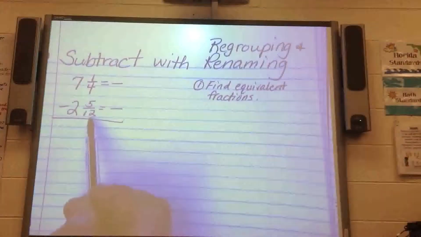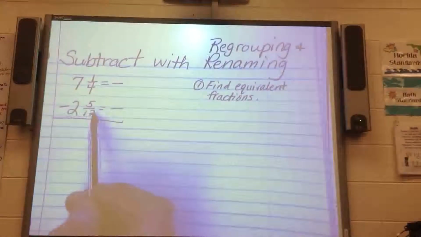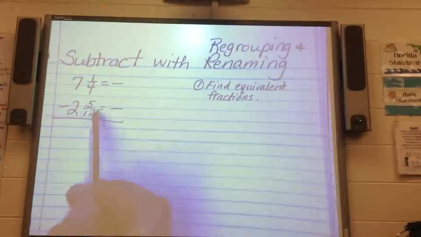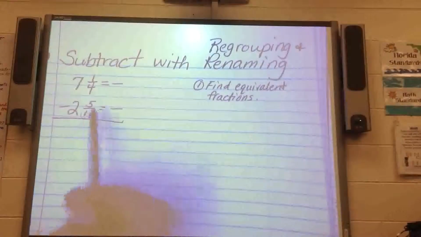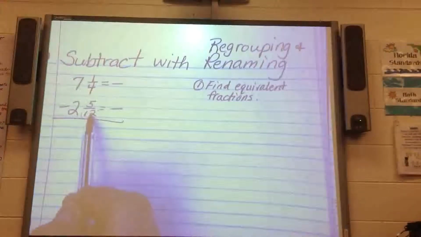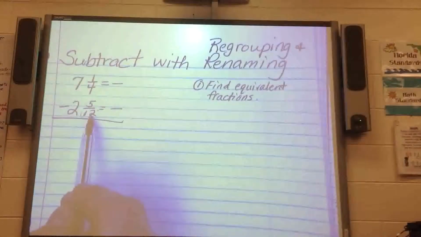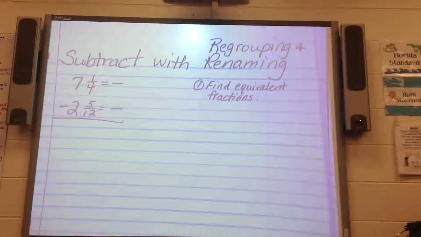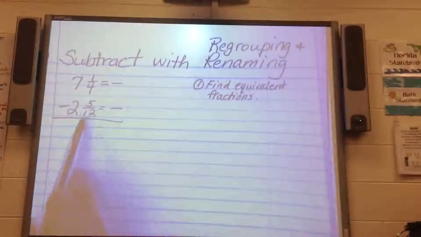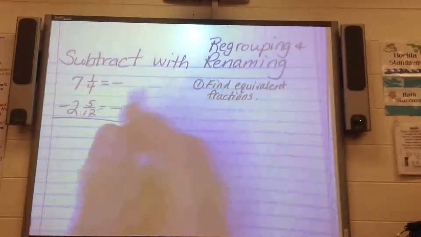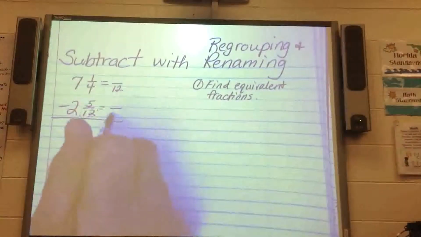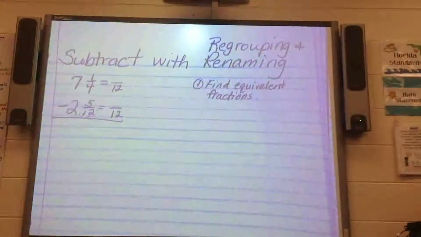And we find a common denominator by counting by the greater of the two. So we're going to count by 12s and find one of those multiples of 12 into which the 4 will divide evenly. So let's count by 12s. 12. Does 4 divide evenly into 12? And the answer is yes. So right away we can stop because now we know what our common denominator will be.